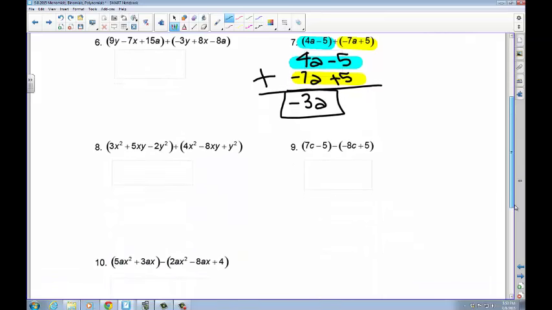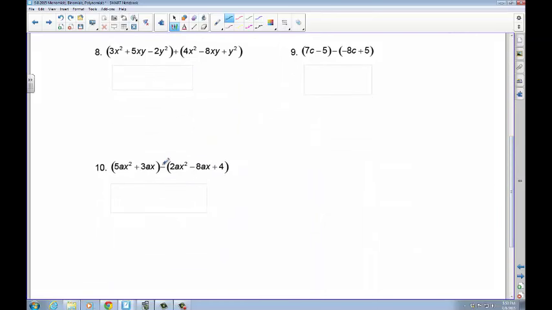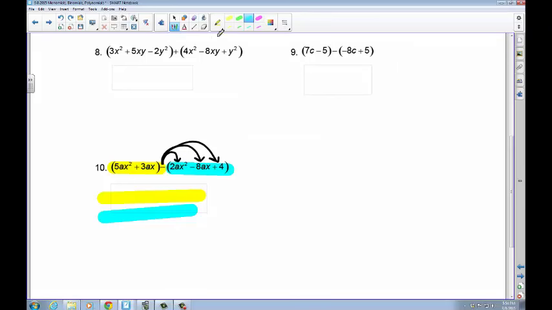Now let's look at one where we would have to distribute the negative. Remember, if there's a negative right here in the middle, we need to distribute that to all 3 terms, or all however many terms we have inside the parentheses. So I'm going to highlight once again. I'm going to highlight the first one yellow, so I'll write the yellow one down first, and then I'll highlight the second one blue. And once we have distributed that negative, every sign inside the parentheses will change. So the yellow one stays as is.